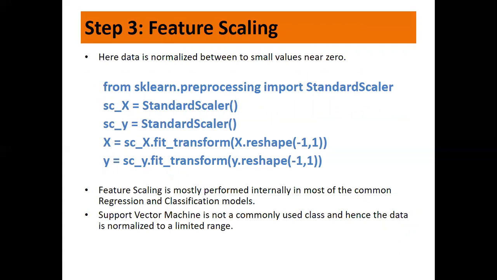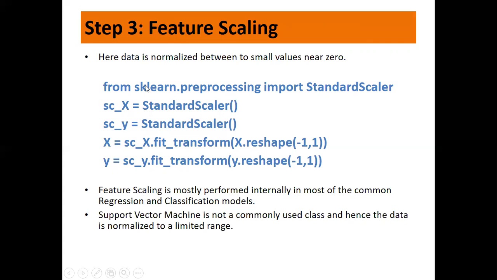The third step is feature scaling. Most of the data that are available are usually of varying ranges and magnitude, which makes building the model difficult. We'll be seeing this example when I talk about SVM. Thus, the range of the data needs to be normalized to a smaller range, which enables the model to be more accurate when training. So here the data is normalized between two small values near 0.